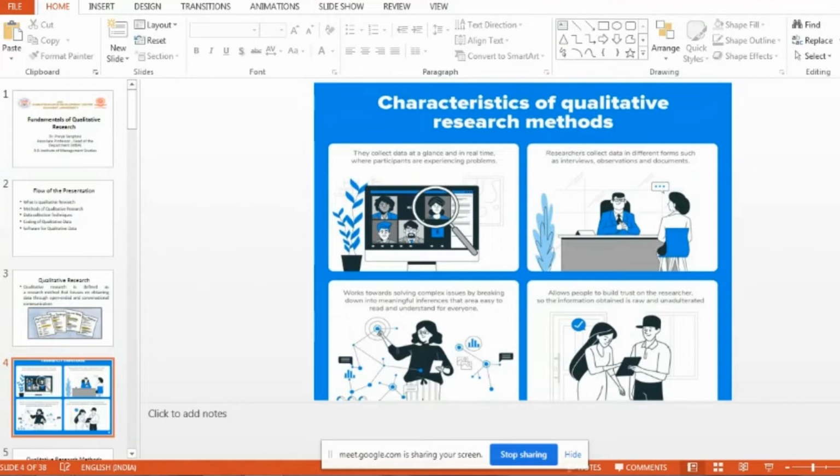There are many software tools available through which we can analyze the qualitative data, whether it is in text, video, audio, or image form.